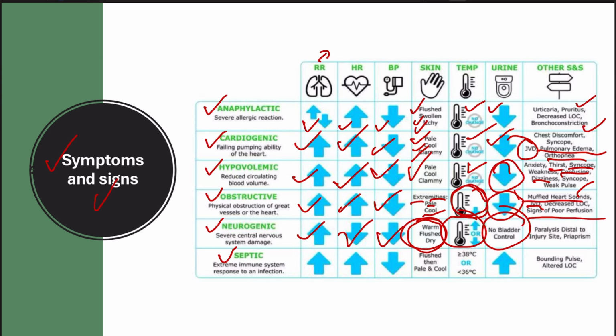Then there will be paralysis distal to the site of injury of the spinal cord, and it can also manifest in the form of priapism, that is basically a painful erection of the penis.